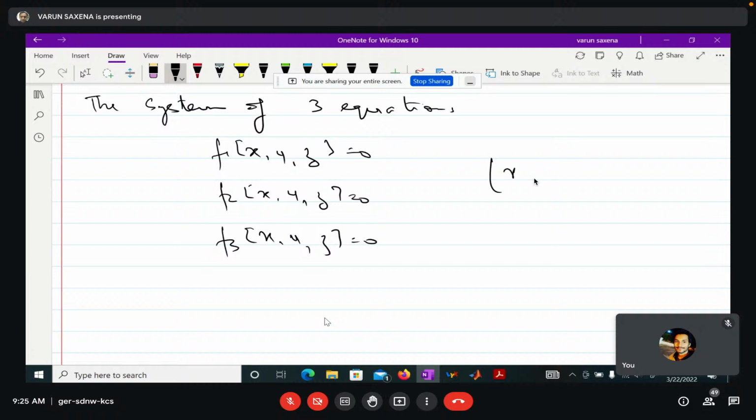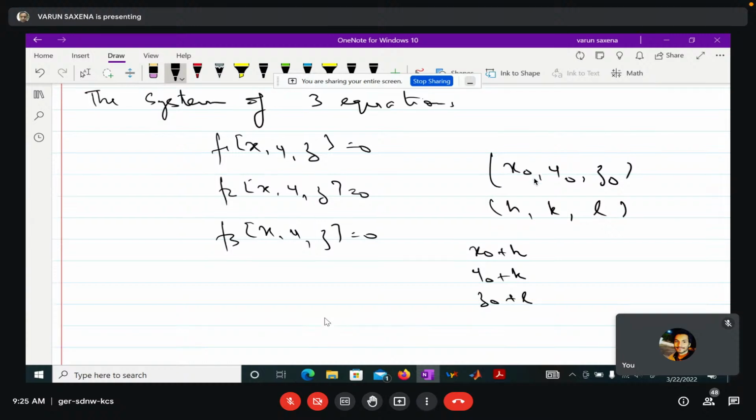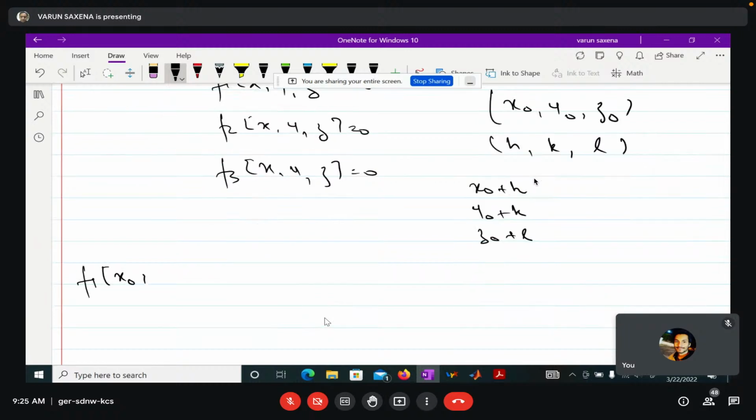So you will take an initial assumption of x0, y0, z0. Then you will take h, k, and l. These are the initial corrections. So you will get a point which will be x0 plus h, a point which will be y0 plus k, and a point which will be z0 plus l. Right. So then I just write for the first function. f1 would become f1 of x0 plus h, y0 plus k, z0 plus l equals 0.